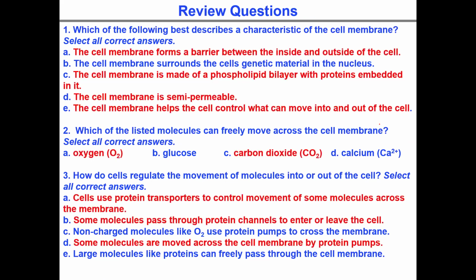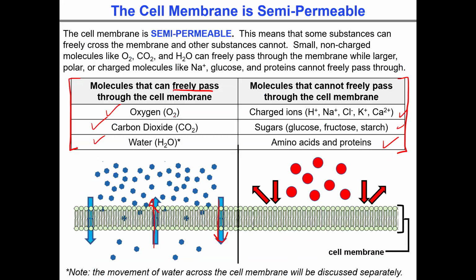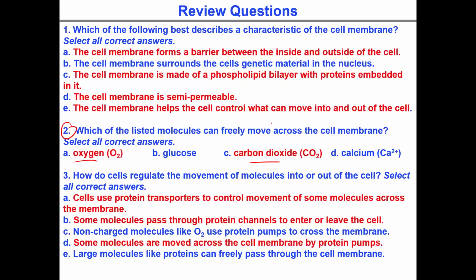All right, welcome back, and this is what you should have gotten. One of the ones I do want to kind of touch on is this over here. Which of the listed molecules can freely move across the cell membrane? It should have been oxygen and carbon dioxide. Again, if we go back to this over here, you can see some of our molecules have free range to come in and out, while some of them are going to be much more regulated.